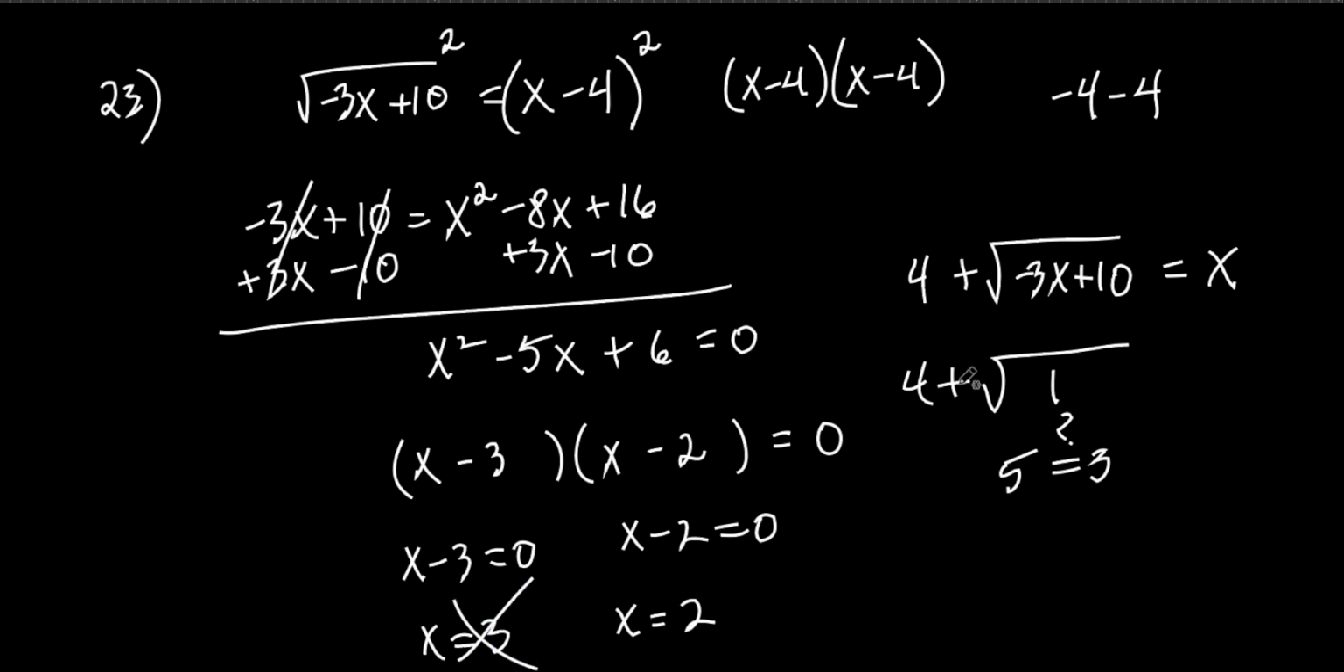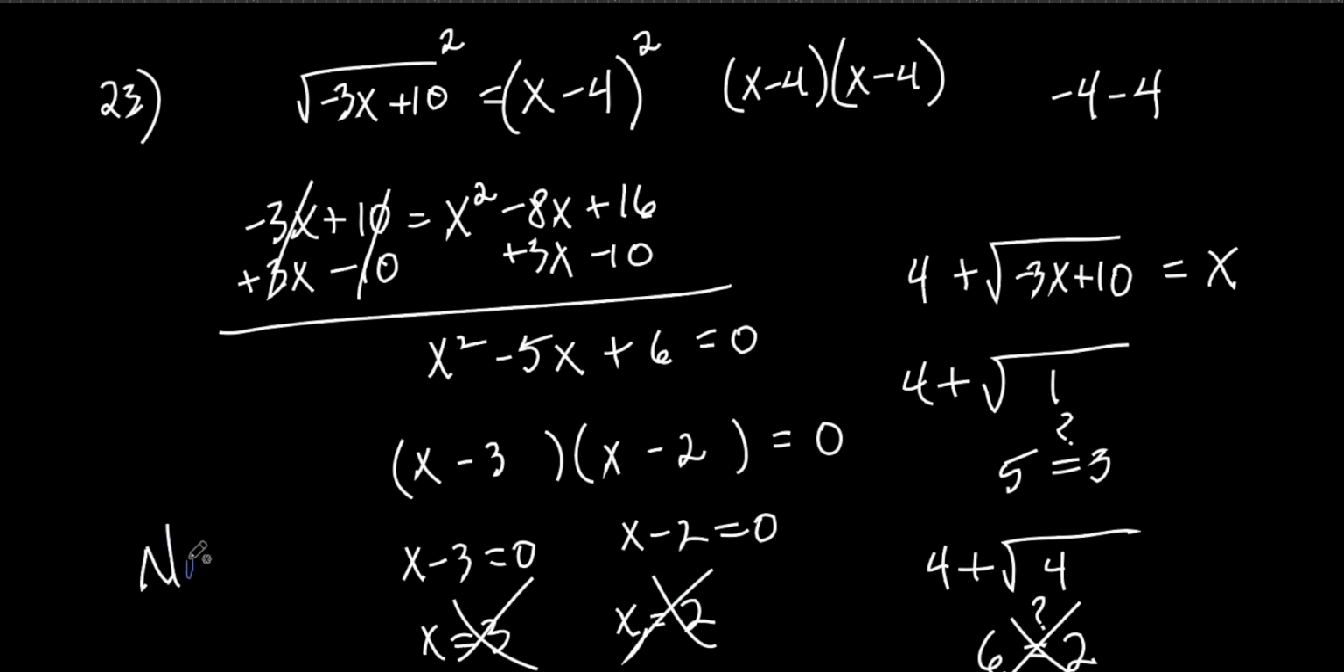Okay? Let's put a 2 in and see if a 2 works. So 4 plus square root. Put a 2 in for this. Negative 3 times 2 is negative 6 plus 10 is 4. What's the square root of 4? It's 2. 2 plus 4 is 6. Does 6 equal 2? Question mark. No, it doesn't. So that doesn't work. So no solution. No solution.